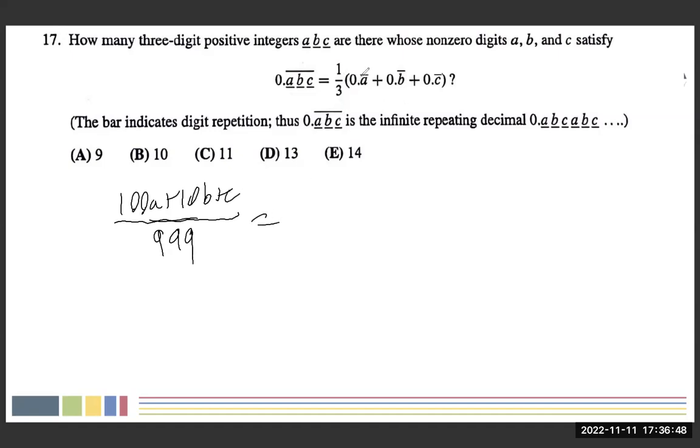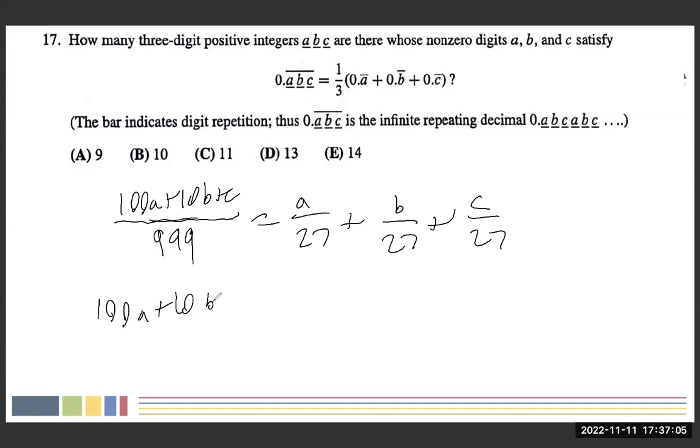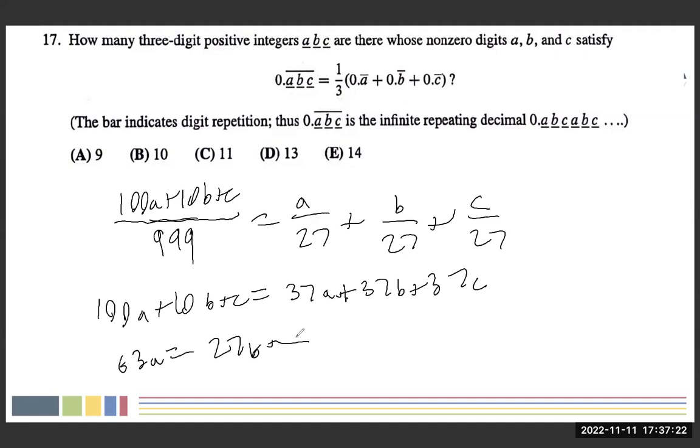And this is equal to 1/3 of A over 9, which is A over 27, plus B over 9 times 1 over 3, B over 27, plus C over 27. And now we can multiply all sides by 999, which gives us 100A plus 10B plus C is equal to 37A plus 37B plus 37C. And if we subtract 37A from this side, we get 63A. And then over here, this is supposed to be plus 27B and then 36C. And then these all happen to be divisible by 9, so we divide by 9 and get this.